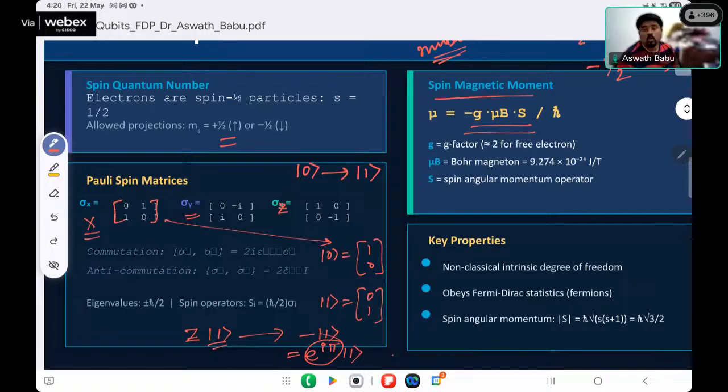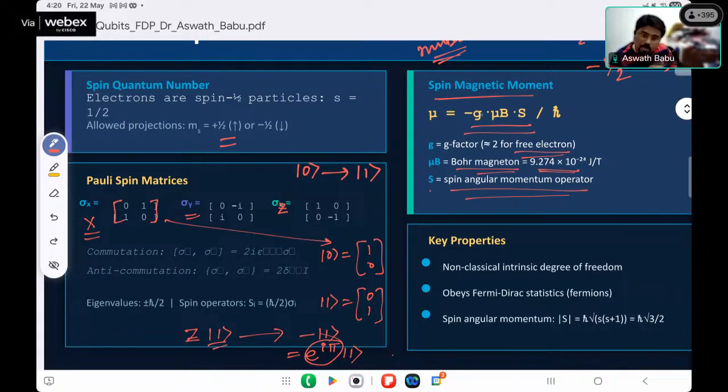Okay. So which is close to 2 for free electrons. And there is a Bohr magneton for electron or nuclei, which is a constant value. And a spin angular momentum. The spin value S is plus half or minus half for electron. Similarly, you can have different values for spin. So this is the overall spin magnetic moment.